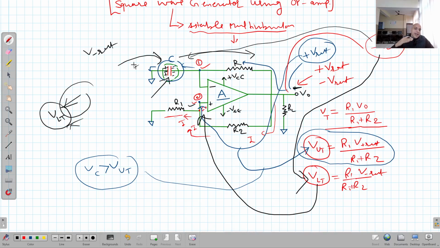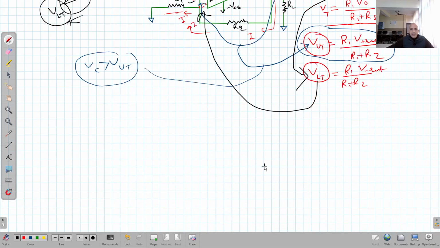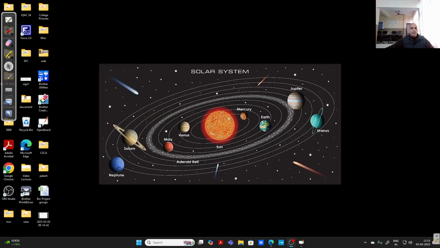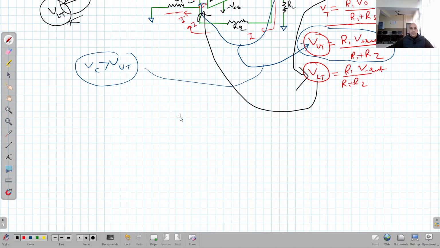So this charging and discharging of the capacitor will continue, and the output of this circuit will continuously fluctuate, or I can say change its state from plus V saturation to minus V saturation. And in this way, we will get a square wave. Now I am going to draw the waveforms of this circuit, right? That will make things even clearer. For it, let's take the axis.